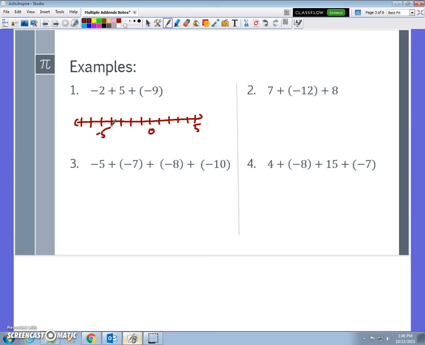There we go. Okay, so I'm going to start at -2. That's going to be my starting point. And it doesn't matter which number you start at as long as you use all the numbers. And we're going to add 5 to it. So now I'm over here, and I'm going to subtract 9 from it. And there I am. My answer is going to be -6. Okay, -6.